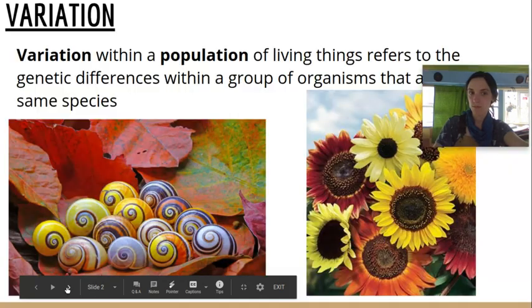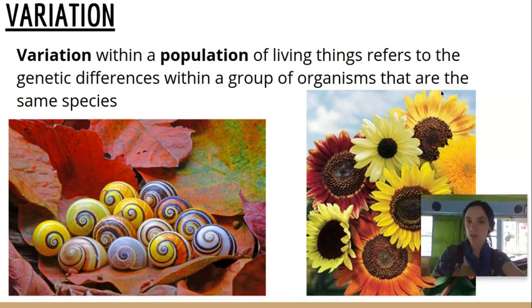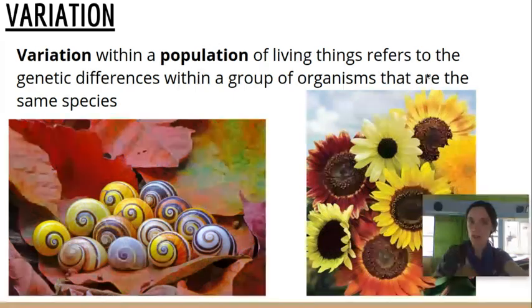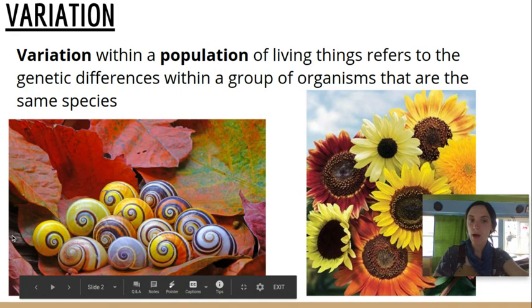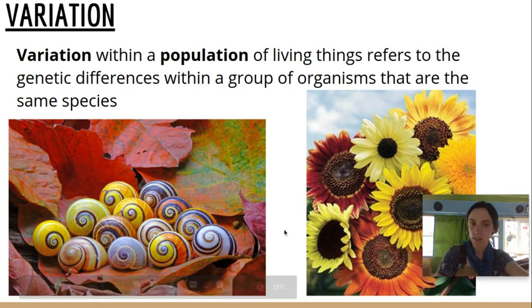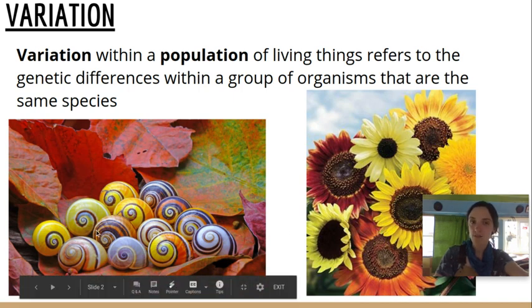Okay, so the first two words we're going to talk about are variation and population. Variation refers to genetic differences within a group of organisms that are the same species. Population refers to a group of organisms that are the same species. So this is a population of land snails. They're all the same species. They could mate and make more baby land snails. These are all sunflowers. They could hybridize and make more sunflowers. This is a population of sunflowers. This is a population of land snails.